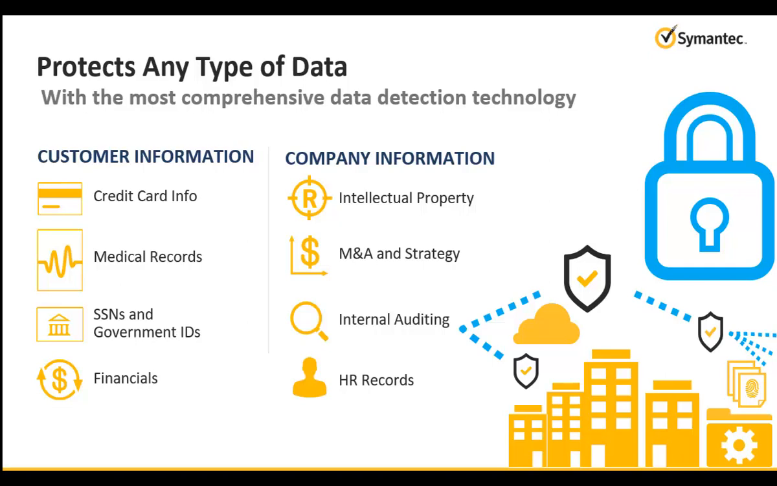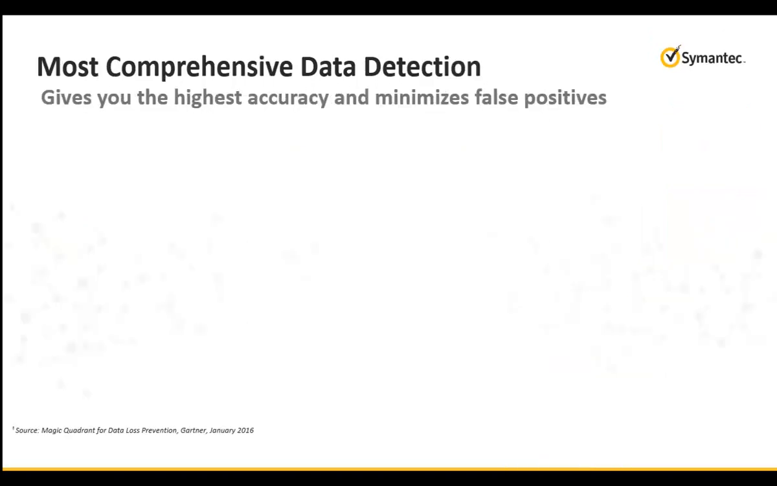Two broad categories of confidential data are customer information and company information. Customer information may include credit card info, medical records, identification numbers, and customer financial information. Company information may include intellectual property like product design documents, organizational strategy documents, internal audit records, and HR records.